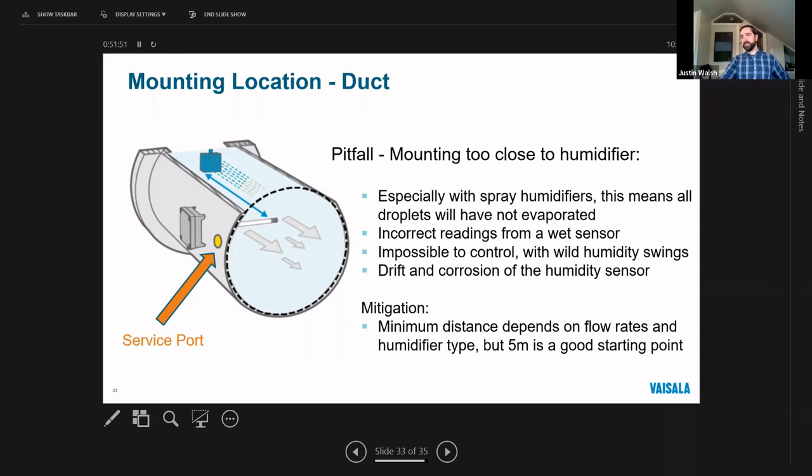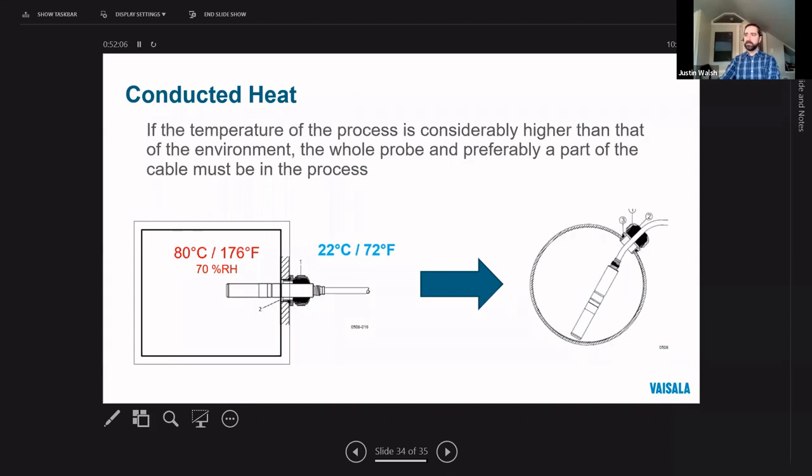The other point of this image is to encourage the installation of a service port next to the duct sensors. This will allow for easier spot checking of the sensor to diagnose problems or to perform field calibrations if that sensor is capable. The last issue I'll highlight is another issue caused by temperature error. You can notice the theme here.